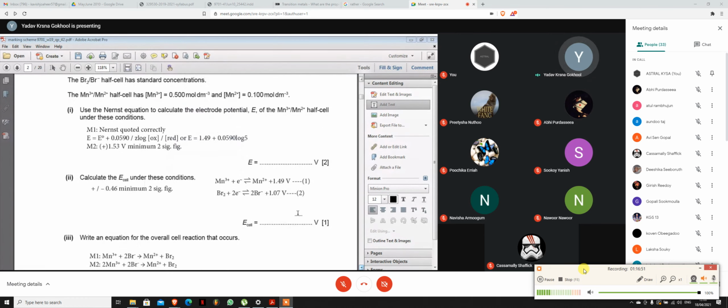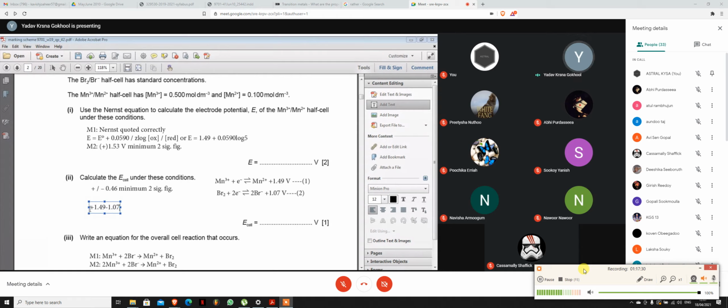Nernst equation again. Here, again, we are not being told about the products, but we are given the idea what half equations to choose. I've chosen them from the data booklet. So the Mn3+ is most positive. It is going to remain in the reduced form. The Br2 is going to be in the oxidized form.